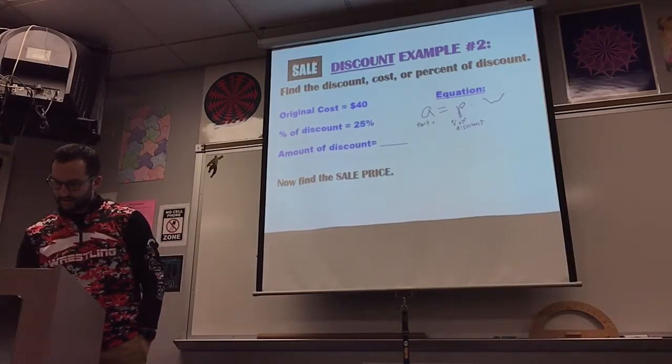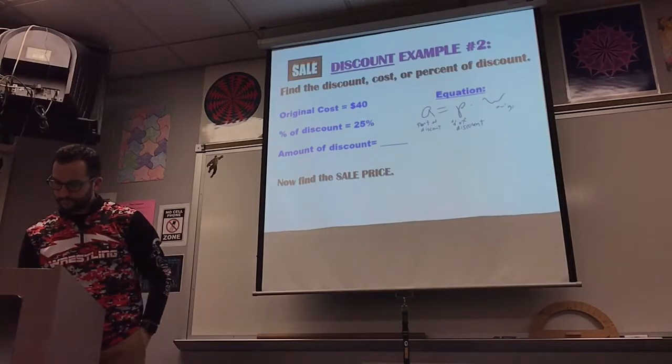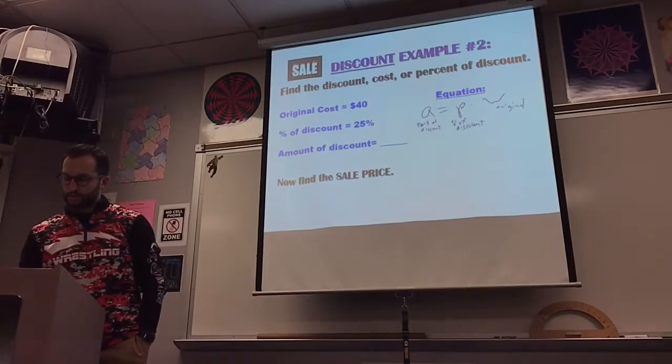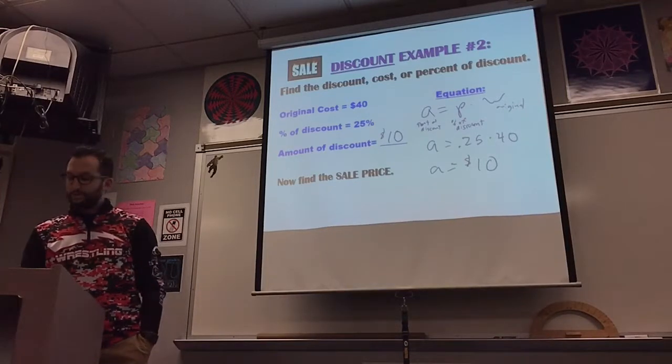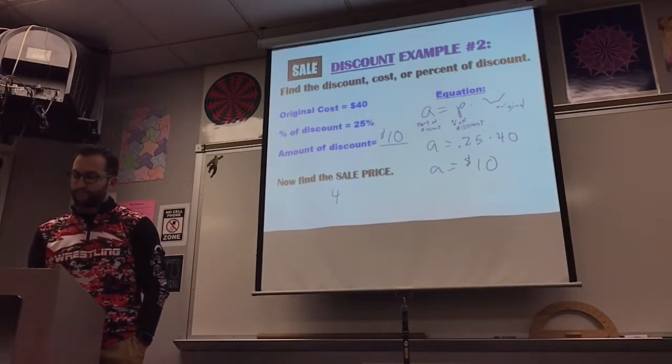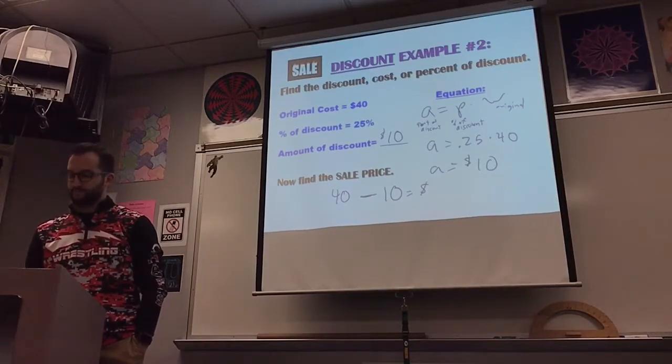This is the amount of discount. And this is the original. So A equals 0.25 times 40. We already know the answer to that. A equals how much money? $10. So the amount of discount is $10. So that means the sale price is 40 minus 10. So how much money? $30.